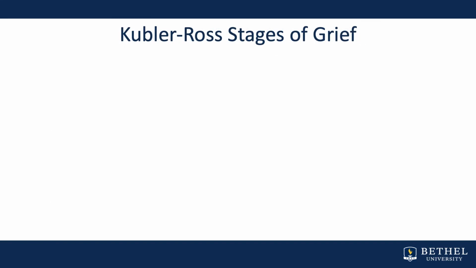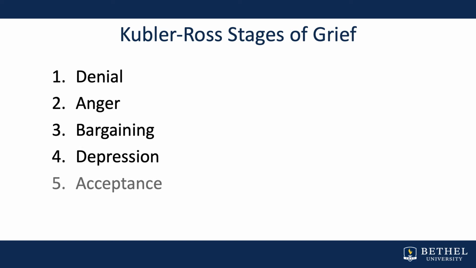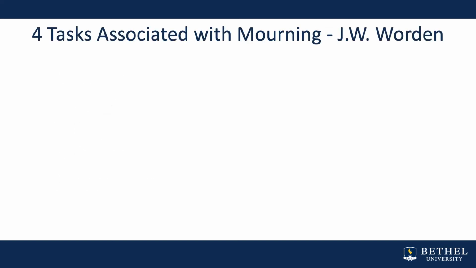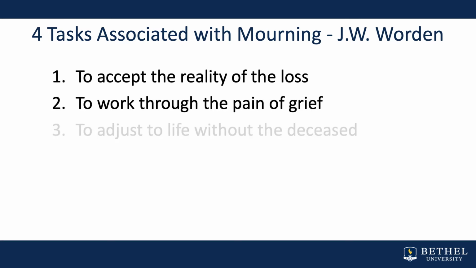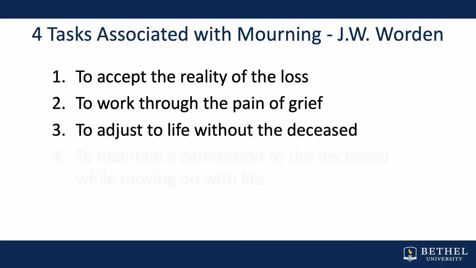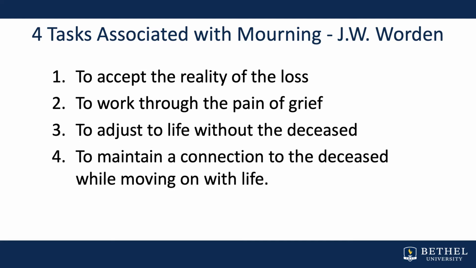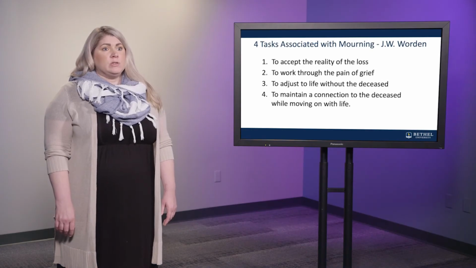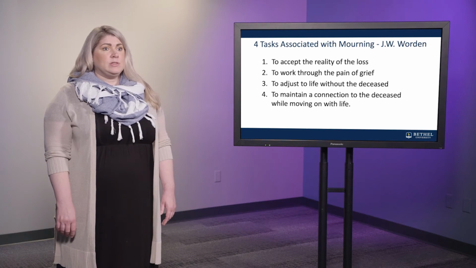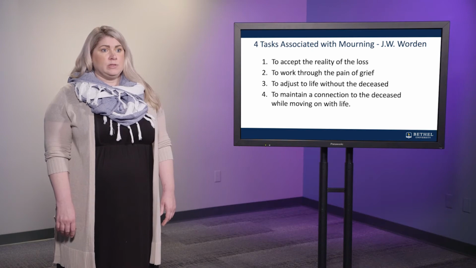When looking at grief, we must consider the stages of grief according to Kubler-Ross, which are denial, anger, bargaining, depression, and acceptance. There are 4 tasks associated with mourning, according to J.W. Worden: to accept the reality of the loss, to work through the pain of grief, to adjust to life without the deceased, and to maintain a connection to the deceased while moving on with life. We must also know that there is a typical course of acute grief. This lasts about 6 to 12 months and is considered time-limited when evaluating potential clinical diagnoses.